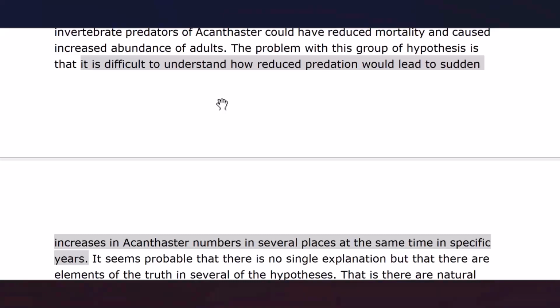This sentence has a hidden assumption, and that hidden assumption is that if the increase in the number of Acanthasters has been reported in just one location or two locations simultaneously, it was okay for predator removal hypotheses to explain them. But when this increase has been reported in several detached locations simultaneously, it is difficult for predator removal hypotheses to explain this occurrence.